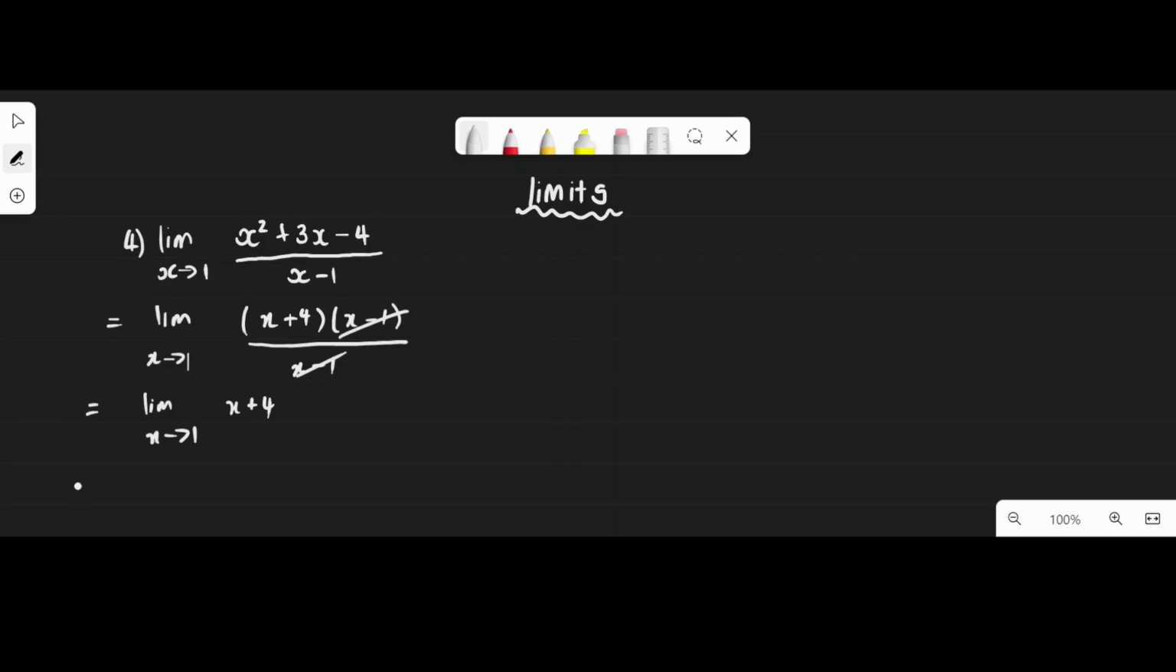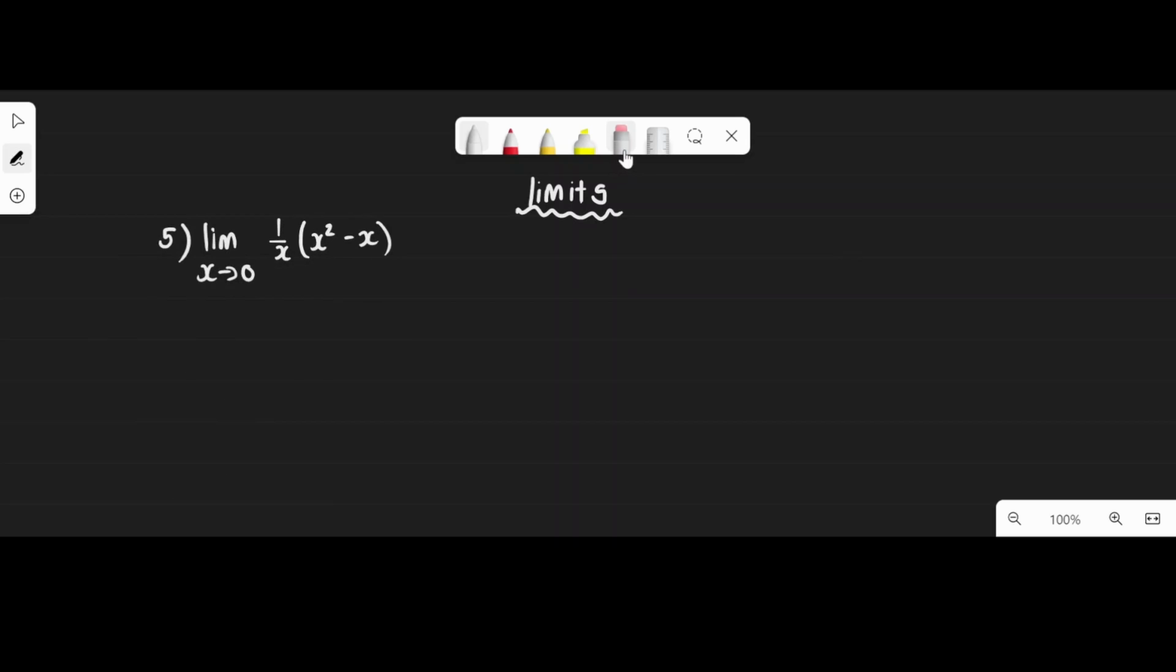So now we can substitute. When we substitute, the limit drops. So you're going to say open bracket 1 plus 4, right? Then that's going to give you what? That's going to be equal to 5. So now let's look at question number 5.